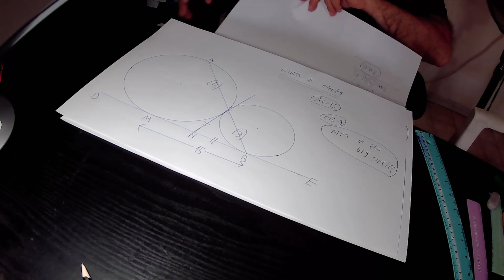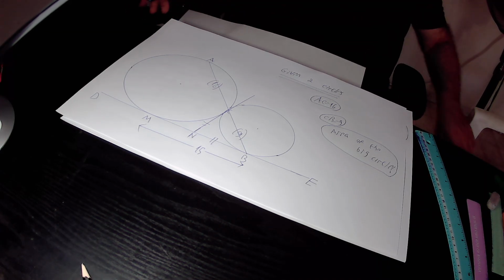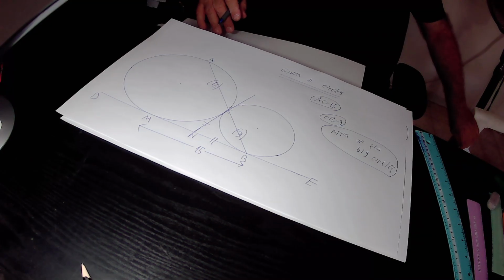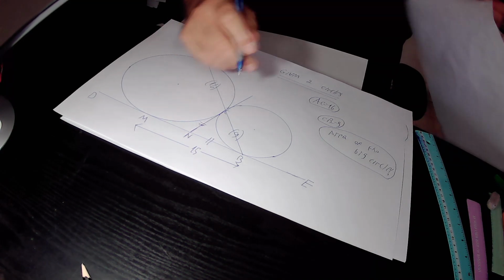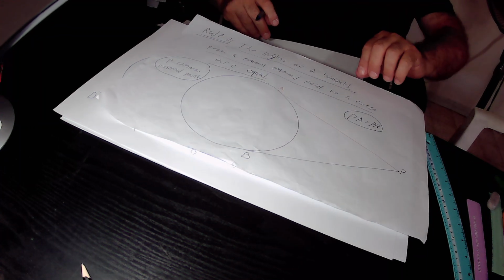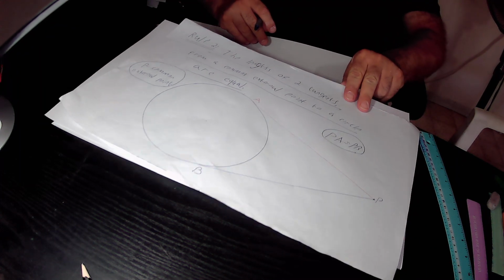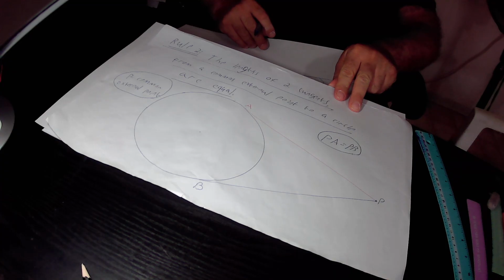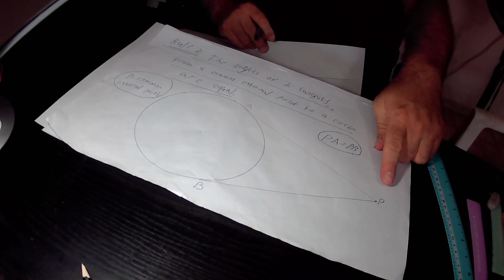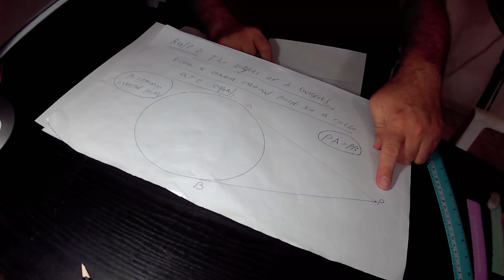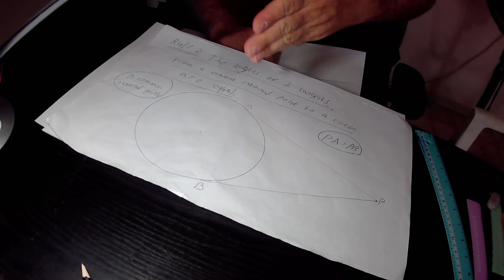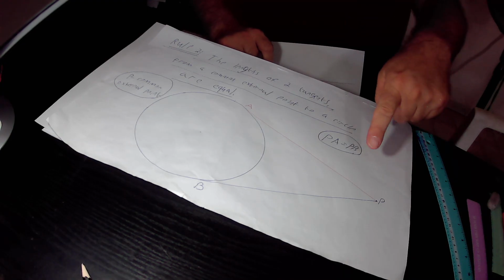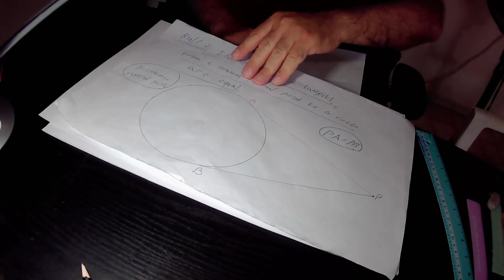Let's repeat quickly rule 2. According to rule 2, the lengths of two tangents from a common external point to a circle are equal. In the drawing we have a circle, and this is the common external point, point P. From this point P, we have two tangents to this circle, tangent PA and tangent PB. And according to rule 2, they are equal to each other. That is to say, PA equals PB.